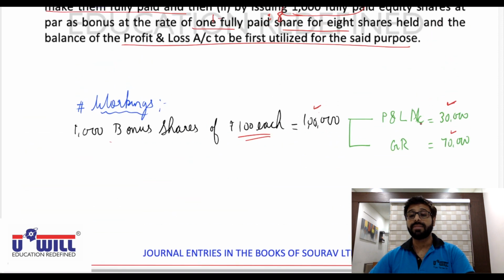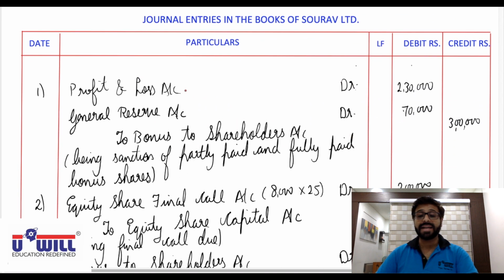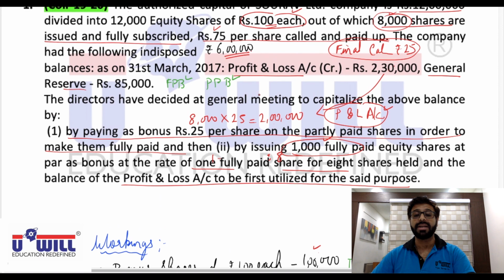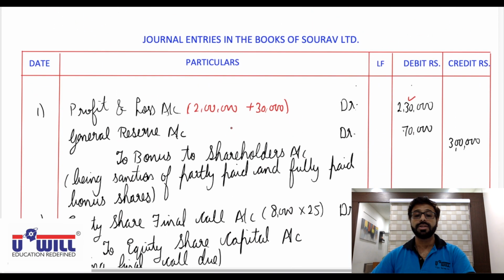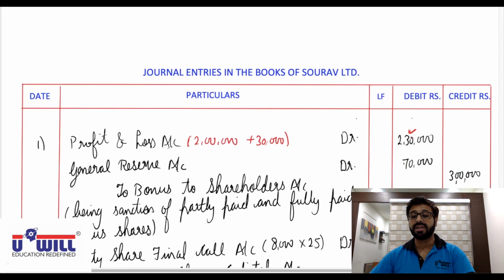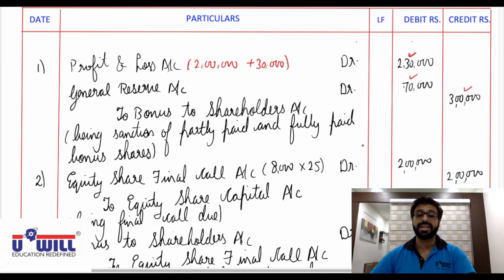Profit and loss account debit with this 2,30,000. Why 2,30,000? 2 lakhs for partly paid bonus plus 30,000 for fully paid bonus, so 2,30,000. Okay, 2 lakhs for partly paid bonus and 30,000 for fully paid bonus. So profit and loss account debit with 2,30,000. General reserve account debit with this 70,000. To bonus to shareholders 3 lakhs.